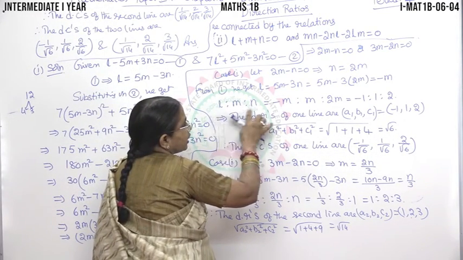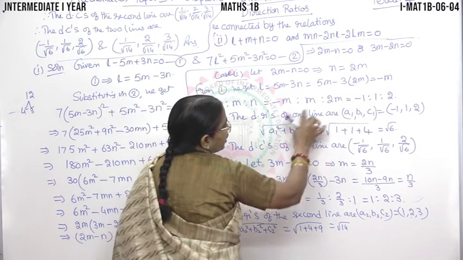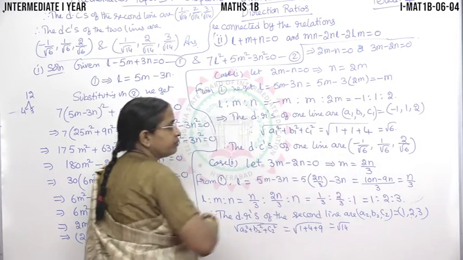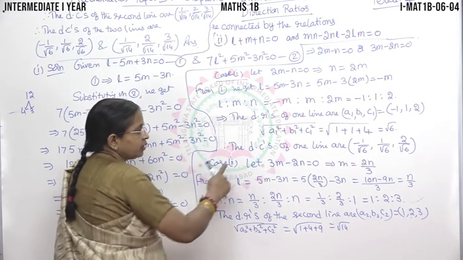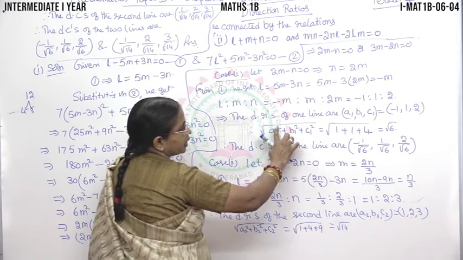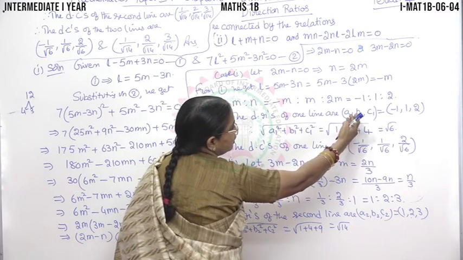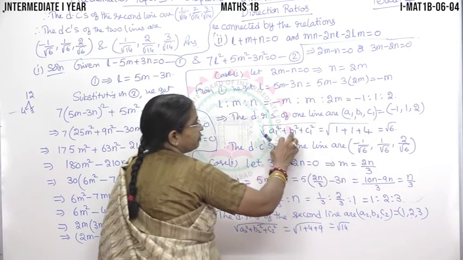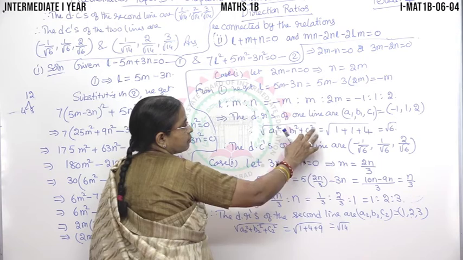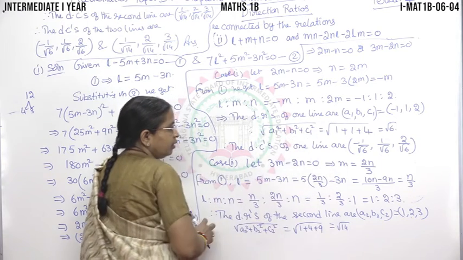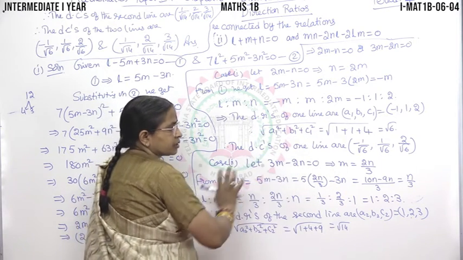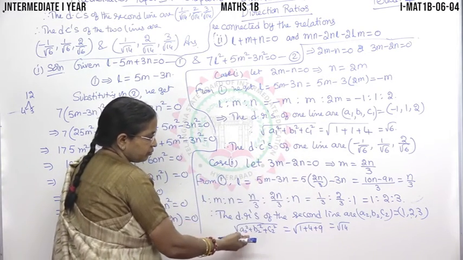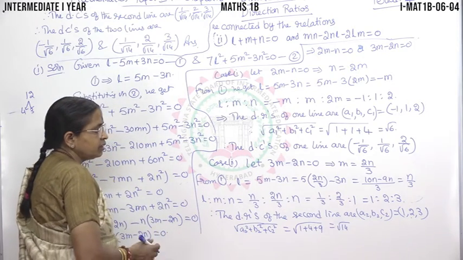Then they take the ratios, then they become the direction ratios of the first line. To convert them to direction cosines, you take the square root of a1 square plus b1 square plus c1 square. Find the value. Then you will get the direction cosines of the first line. In the same way, you find the direction cosines of the second line.